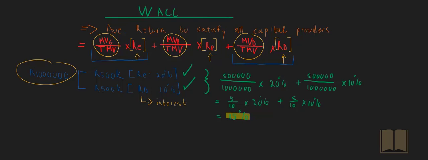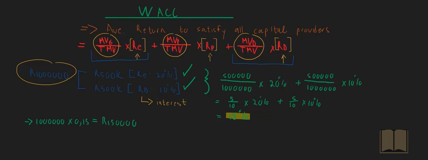Let's dig deeper into the numbers and see if this makes sense. So if capital provided of R1,000,000 earns an average return of 15%, which is the weighted average cost of capital, it means the profit from the R1,000,000 capital should be 150,000 rand. Now, does this 150,000 satisfy both the equity providers and the debt providers?